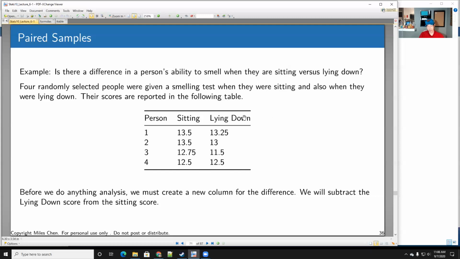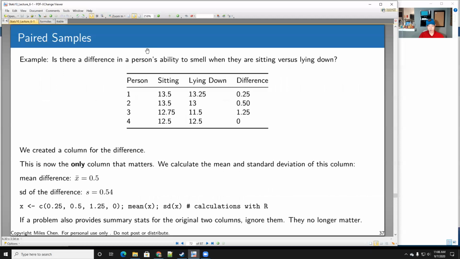You're just going to do one column minus the other. So we're going to subtract the lying down score from the sitting score, and we're going to get the difference. So 13.5 minus 13.25, we get a difference of 0.25, a difference of 0.5. Here we get a difference of 1.25, and this person had the same score, so we have a difference of 0. Okay, and now that we've calculated this difference column, this becomes the only column that matters.